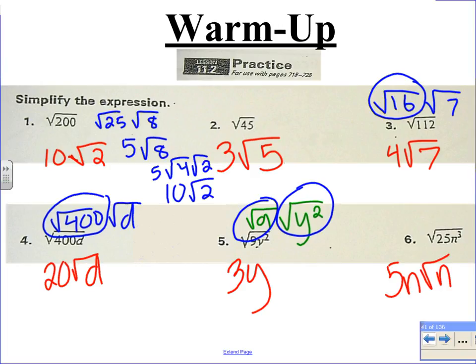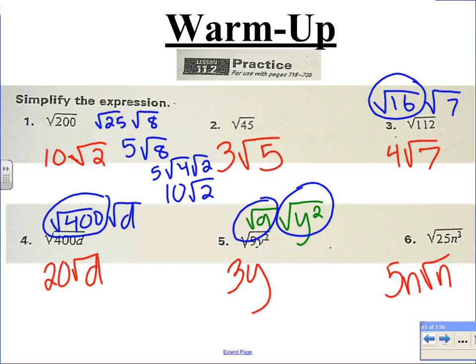Now, you did it the longer way. The easier way to do this would be to recognize that 100 goes into 200, and 100 is a perfect square. So really, what I did is square root of 100 times square root of 2, and you get 10 square root of 2. Okay? Okay, anyone else on the warm-up?